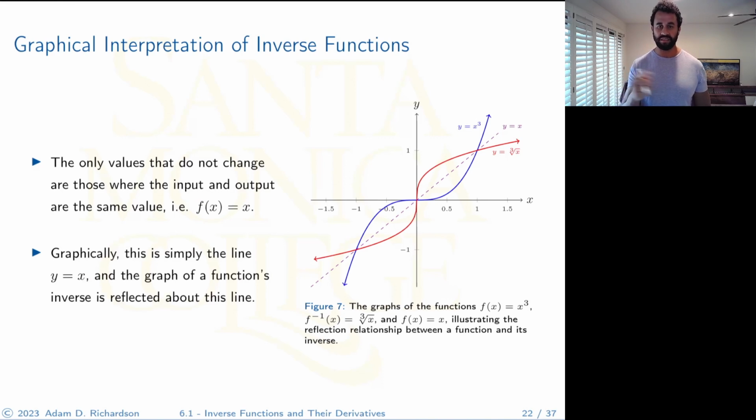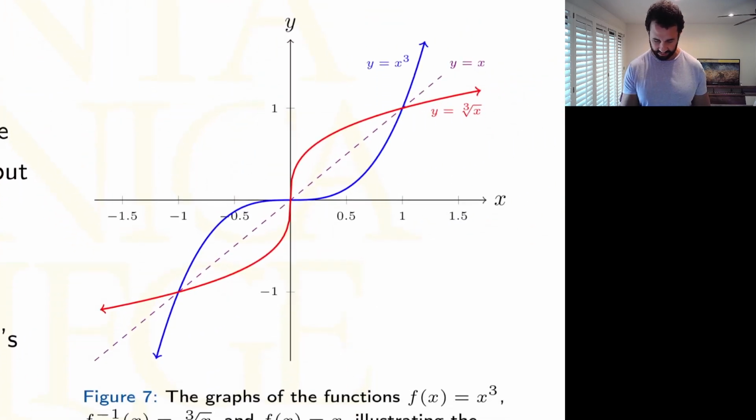Well, if the input is the same as the output and I invert the function, nothing's going to change. Those points where that's true are not going to go anywhere. And those are exactly the points on the line y equals x. And that's what's right here. I'll use green. Right here. So all the points on that line go nowhere through the inversion process. They're fixed on that line.